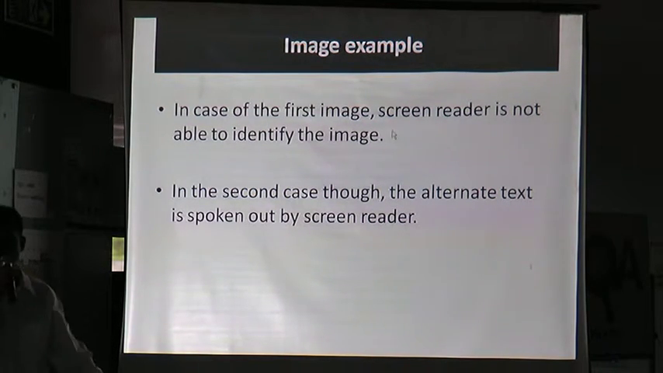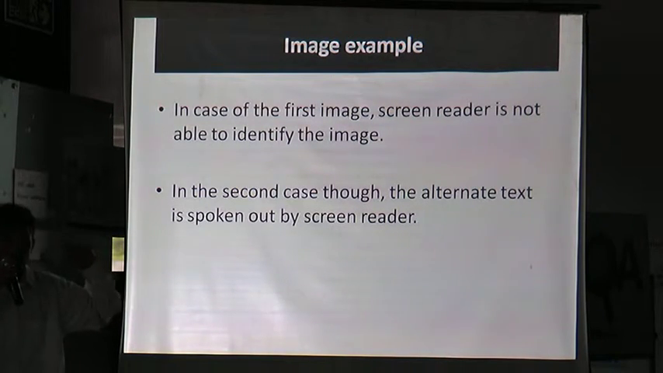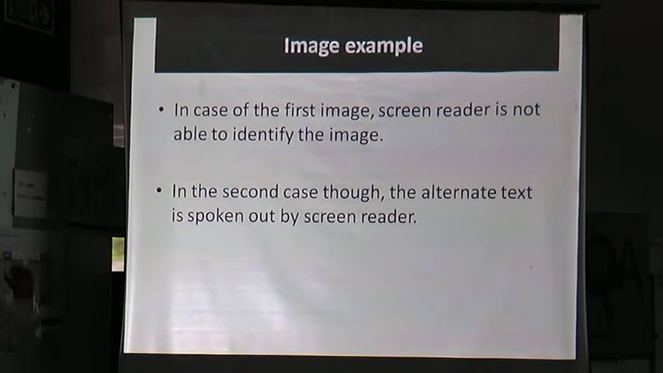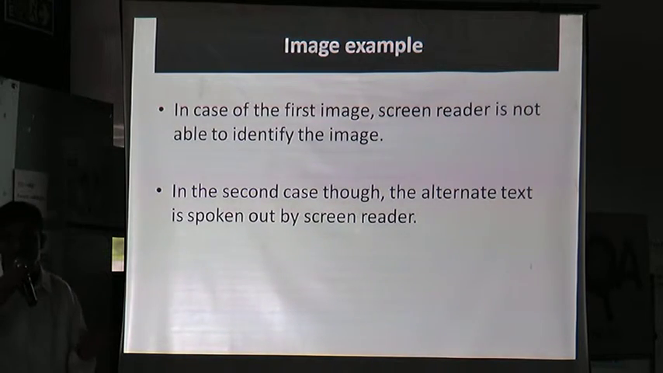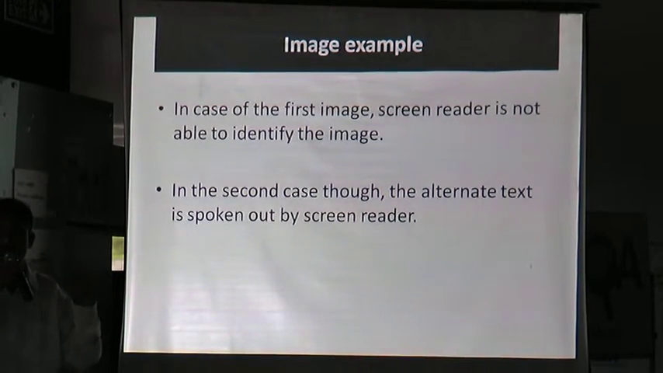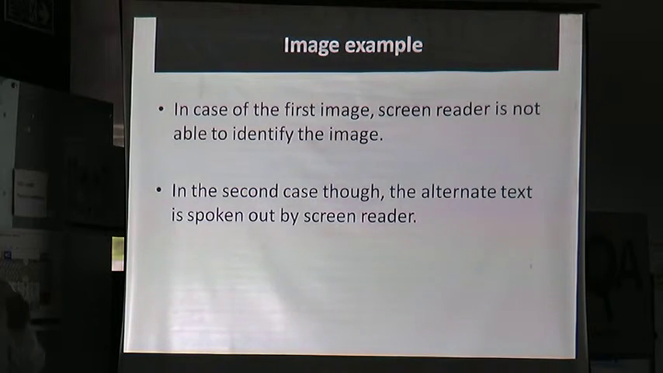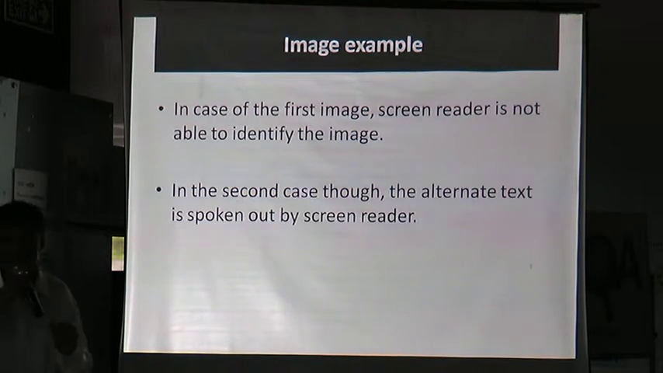Now, what has happened is an image becomes accessible only when that image, which is non-textual content, gets an alternate text. When it gets an alternate text, that is when it carries meaning. Of course, in this case also, just having alternate text does not suffice. We should be able to describe the contents of that image properly with that alternate text. That also matters.